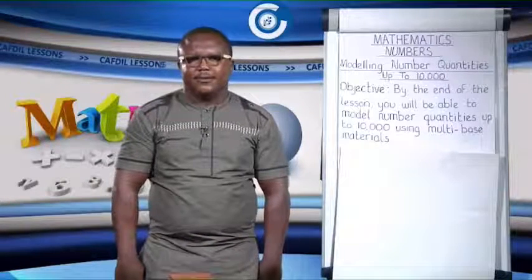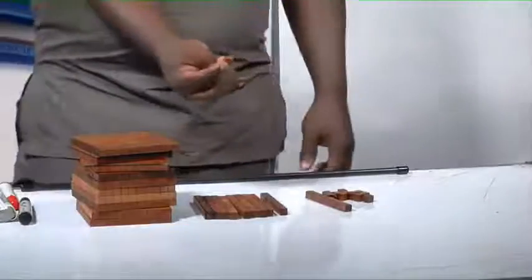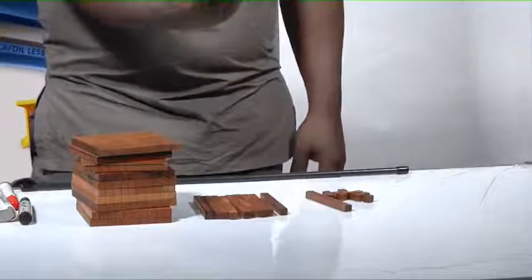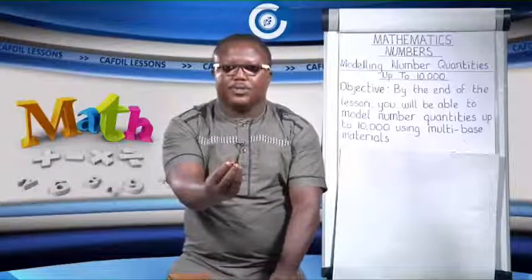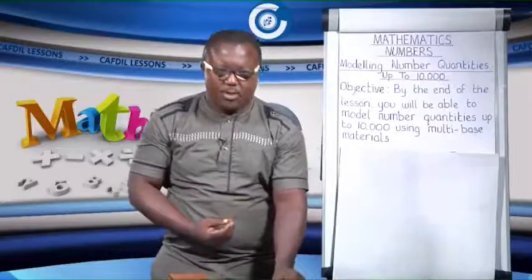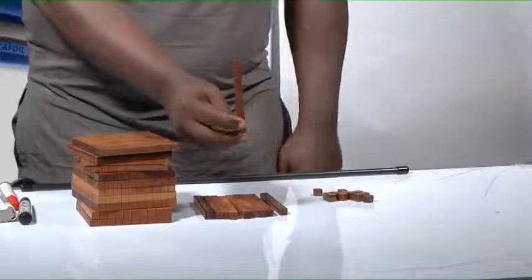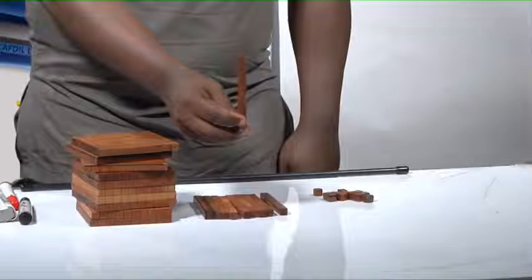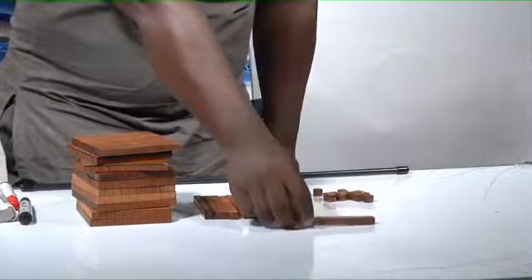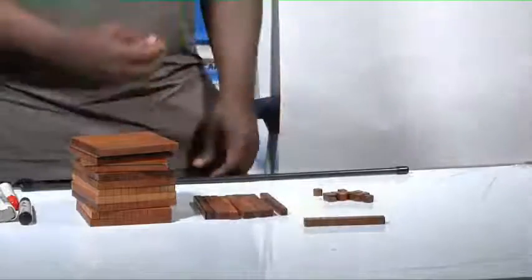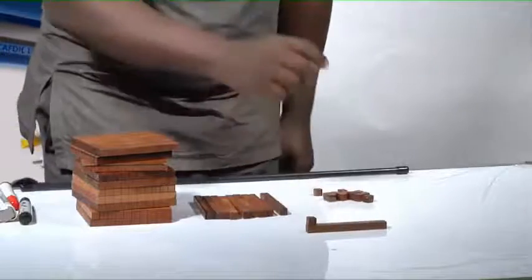Learners, now let me pick this cube. I want you to tell me how many of these cubes will be equal to this long. Let us try and see the number of cubes that will be equal to this long. So I'm going to place it on it. Now I've placed one there.